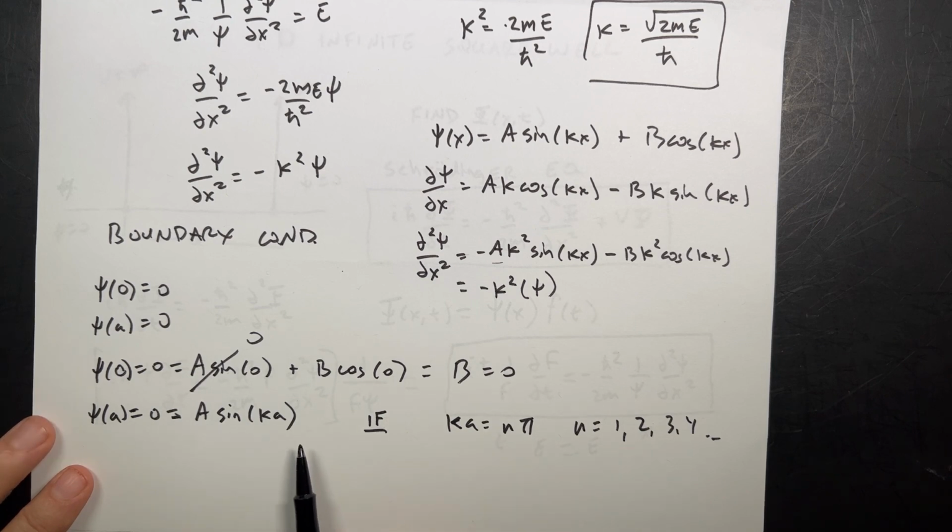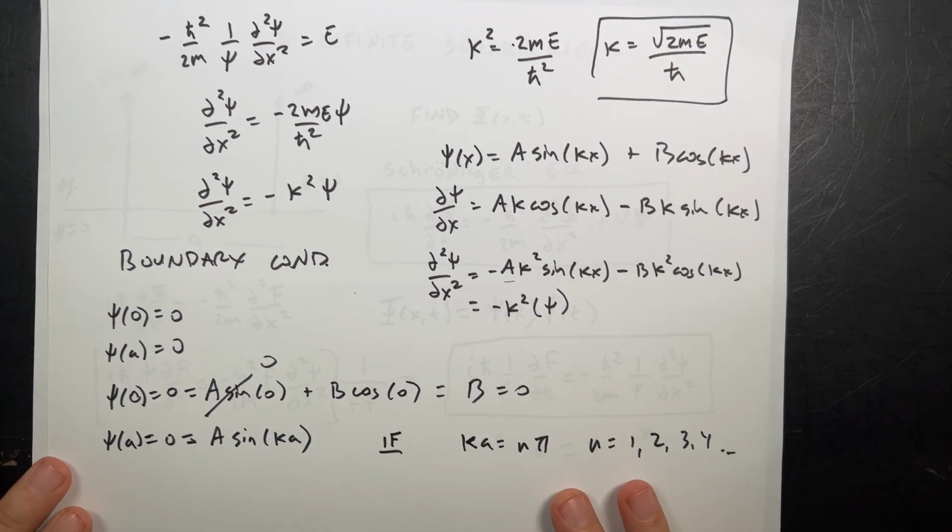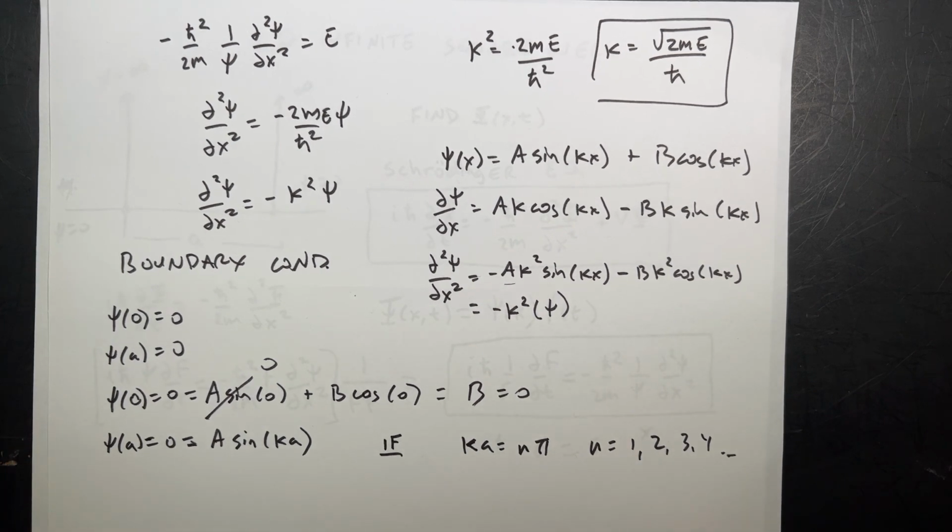So this sets a condition on k. I can't have any k that I want. I can only have certain k's. And this shows that the system is indeed quantized. It's kind of a big deal.